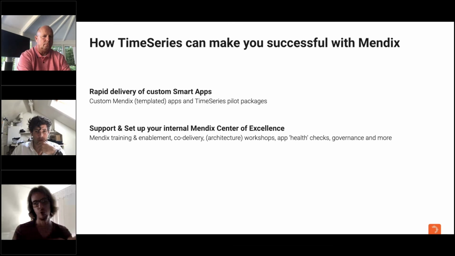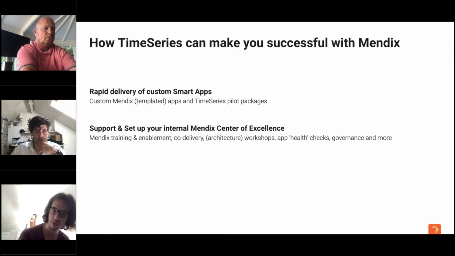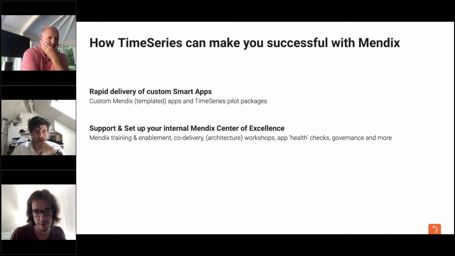So we also have a program for that, and it's also around governance. How do I scale it up? How do I work in a more agile way? What kind of architecture should I use, such as microservices and APIs? So if you're interested in that, we can of course also help you out.